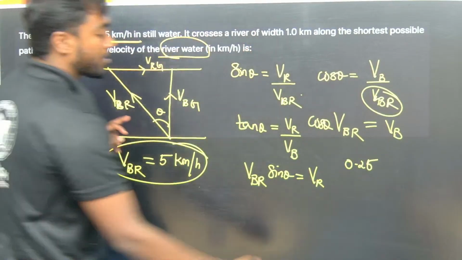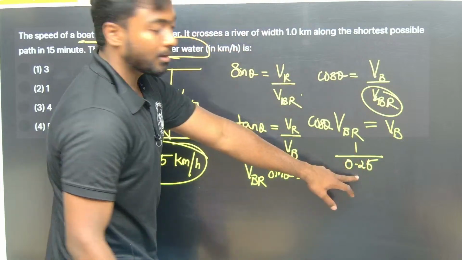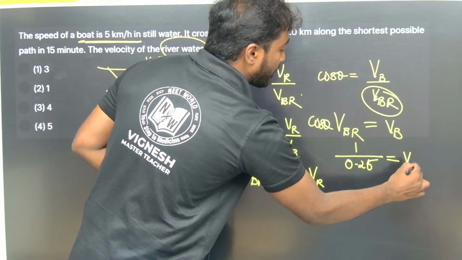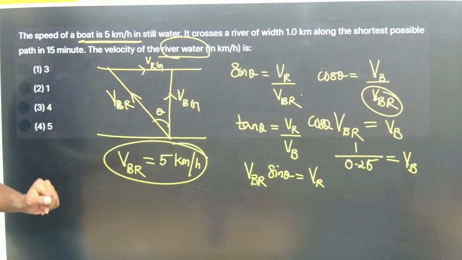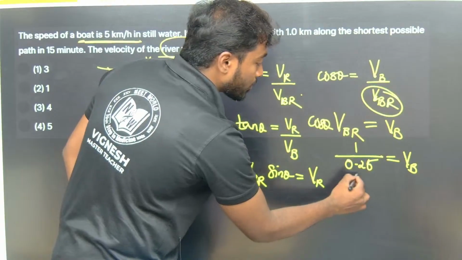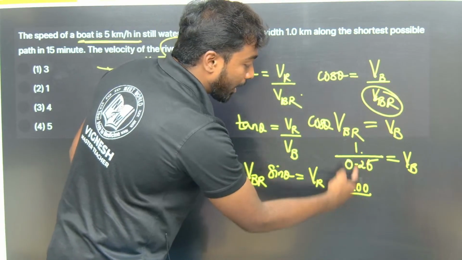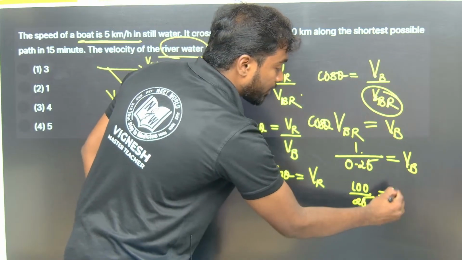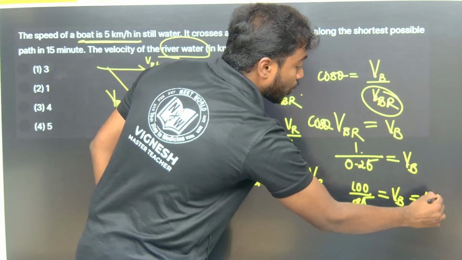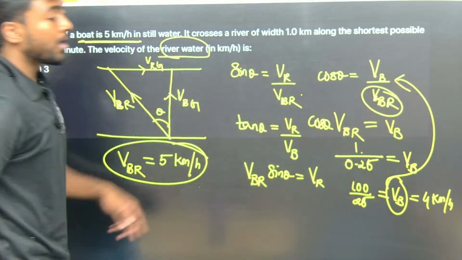Distance divided by time is equal to the velocity of the boat. So here, 1 divided by 0.25, multiplied by 100 gives 100 by 25. So the velocity of the boat is nothing but 4 km per hour. Take this value and substitute it in this equation, and you will get the angle.